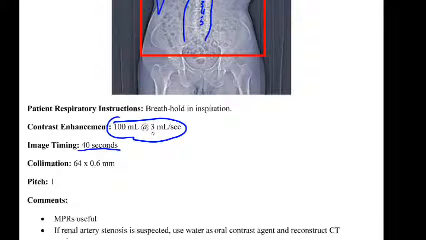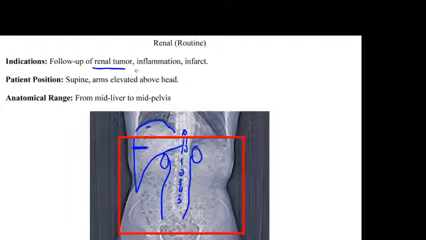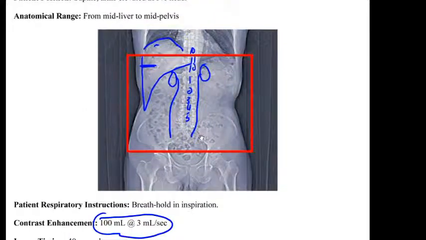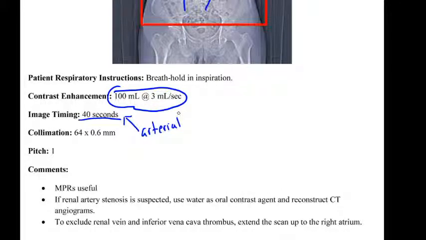Notice, though, that we don't have an actual excretion phase. In terms of this, we're only scanning for arterial. Because if we go back up and we look, we see that this is for a renal tumor or infarct and inflammation. So we're not concerned with the excretion factor. We're concerned with what this actually looks like if there's a mass there.